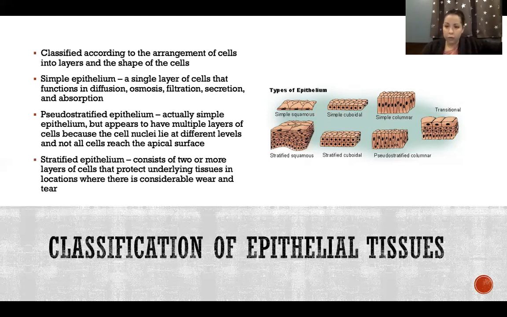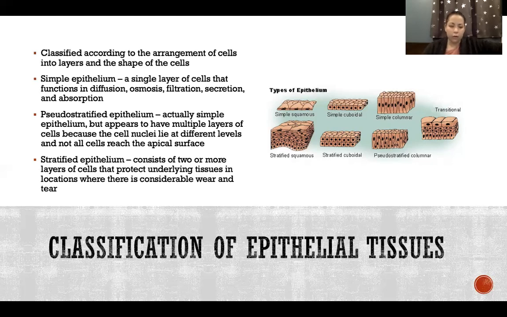Stratified epithelium is where there actually are multiple layers. So anytime there are 2 or more layers of cells, we would call it stratified epithelium. And so we would have stratified epithelium in places where there is more wear and tear, and we want to have more layers to have more protection against that wear and tear.